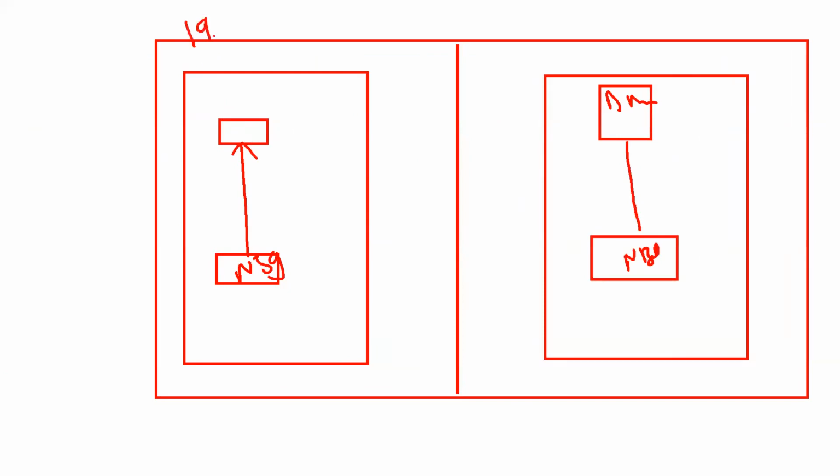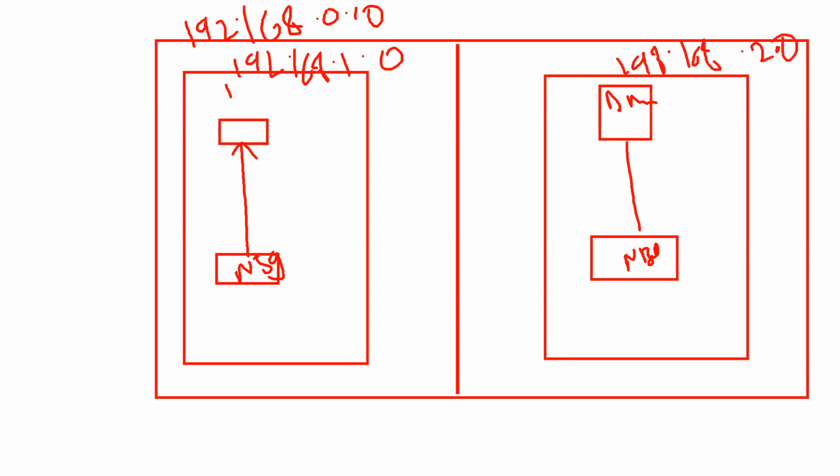So this series is what? 192.168.0.0. This one is 192.168.1.0. This is what? 192.168.2.0. Okay. So I would like to deploy the virtual machines now.